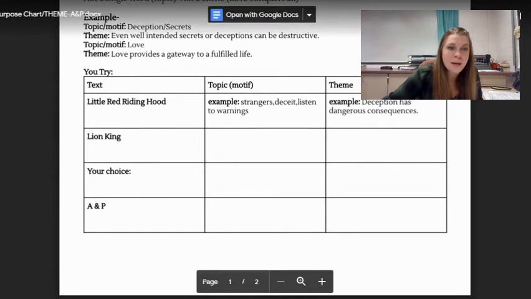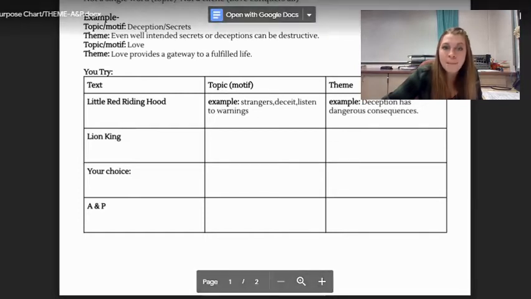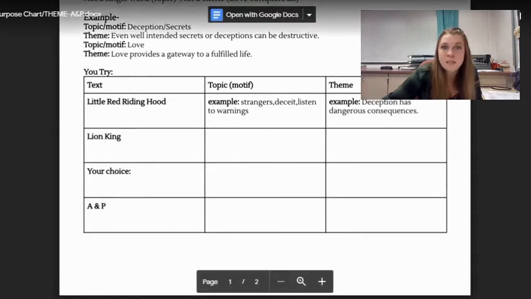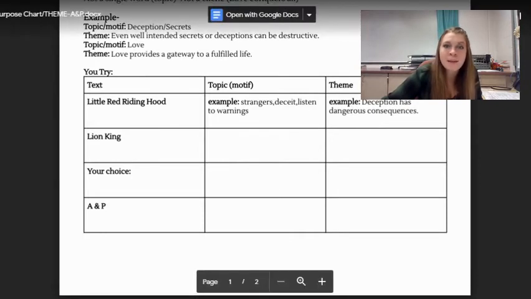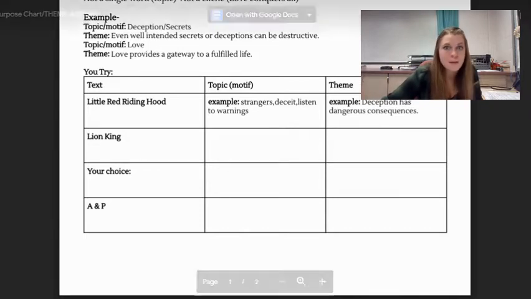So here I have just some general things. Little Red Riding Hood, I think we're all familiar with that. Examples of the topic or the motif would be strangers, deceit, listen to warnings. Those are all things that happen in Little Red Riding Hood, all topics. And then we have to transform that into the theme. So: deception has dangerous consequences.